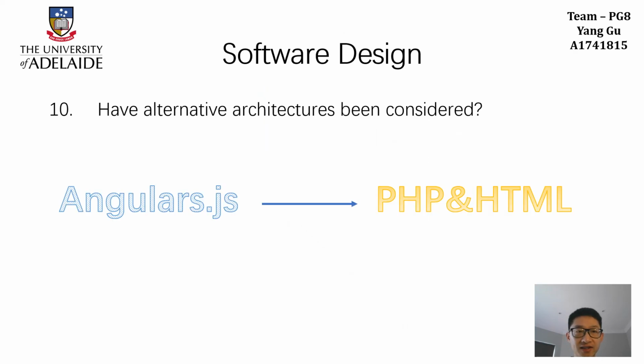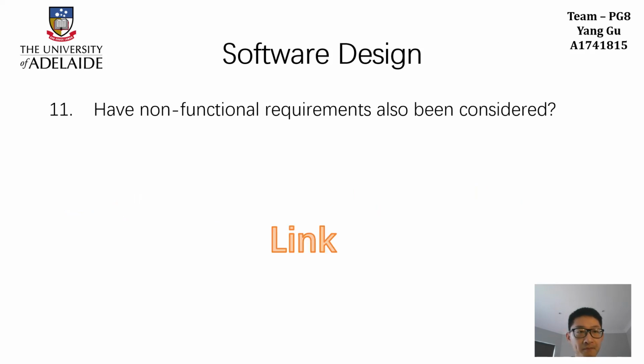So the next question is: have alternative architectures been considered? At the beginning, we were planning to use Angular.js as our website development tool. But one week later, we decided to change to an alternative architecture, which is using PHP and HTML. Have non-functional requirements also been considered?